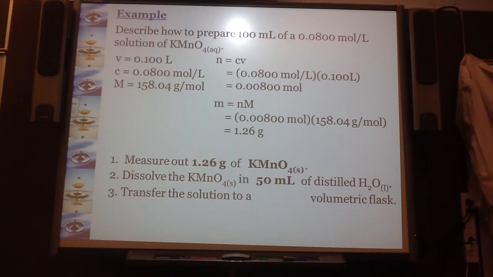Transfer the solution to a 100 milliliter volumetric flask. And then the final step is to fill to 100 milliliters, and then put the cap on before you turn it upside down. Don't just dump it out on the floor, right? And then you just invert it and you can mix it up.